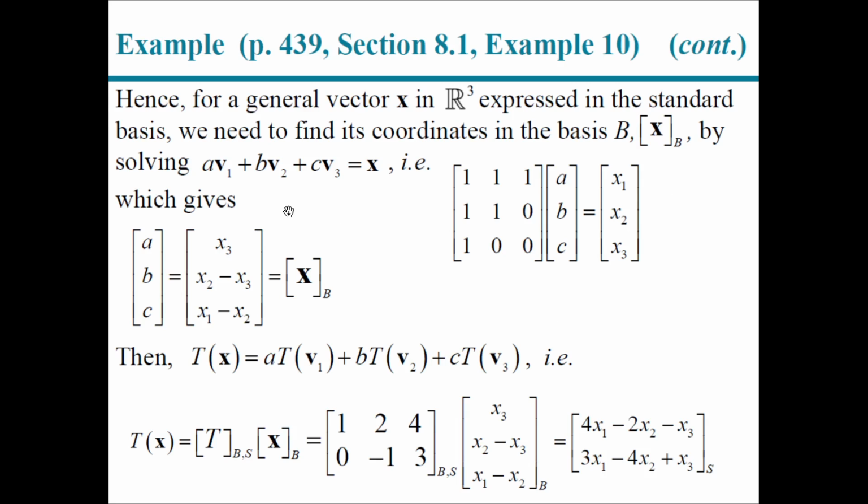So how do we do it? Well, we need to find the coefficients A, B, C from this equation here. So we just need to solve the linear system by Gauss-Jordan. These are the basis vectors we were given, V1, V2, V3, and then this is our general vector in R3, X1, X2, X3, and we solve it. Once we solve it, we get this as a result. So these are the coordinates of the general vector x in basis B. I just call them A, B, C for fun here.